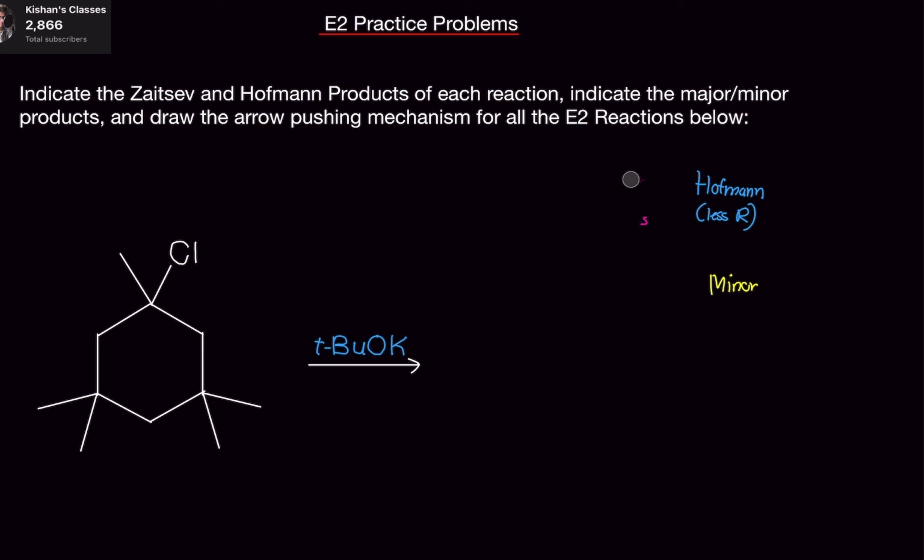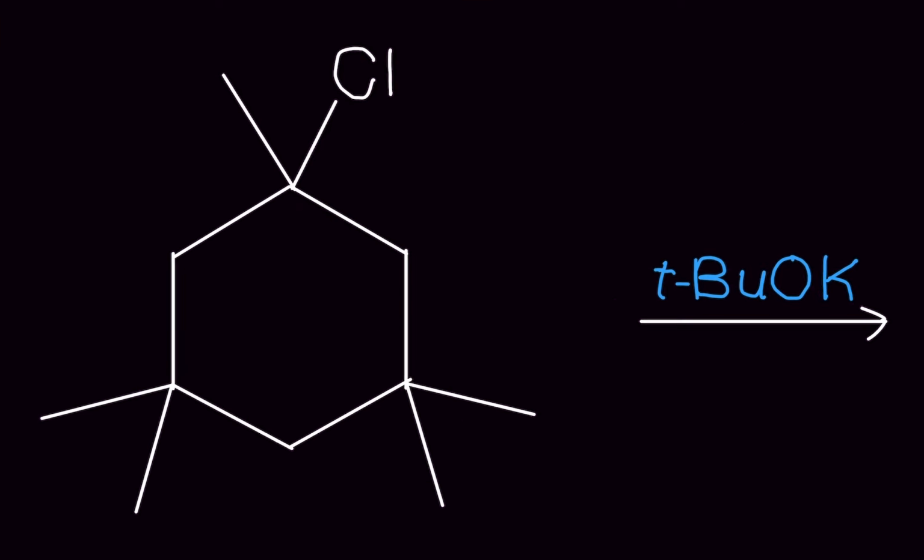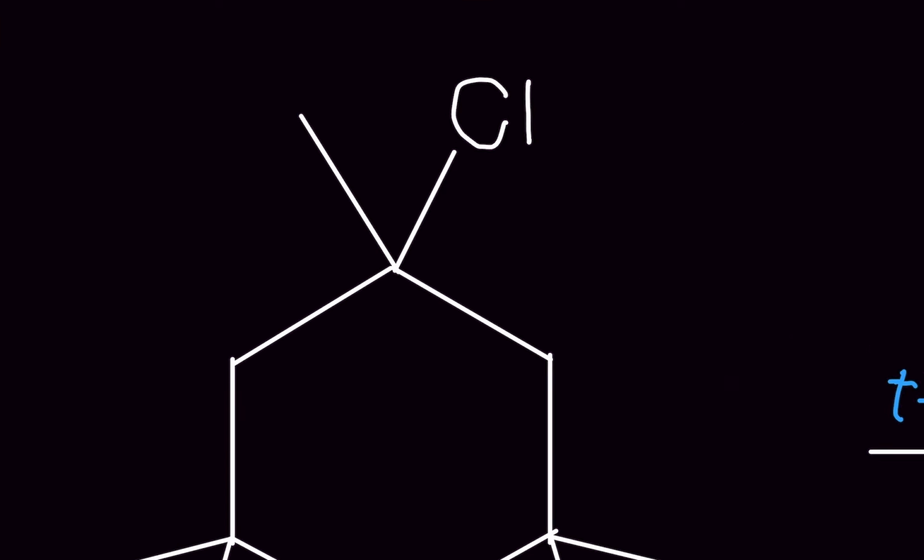All right. So let's do the problem now. The first thing you should do is look at the alpha carbon, identify where it is. The alpha carbon is the carbon directly bonded to the halogen.